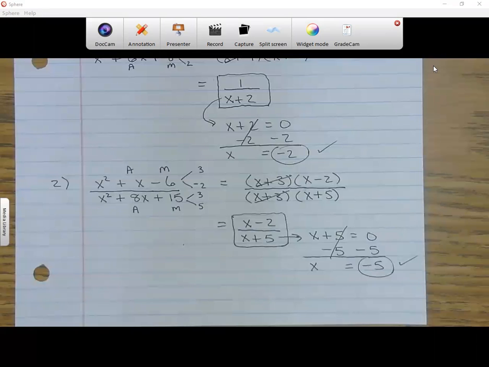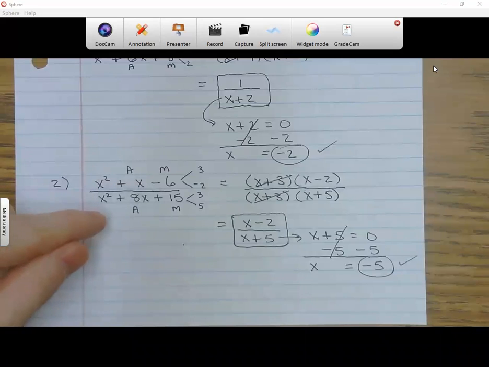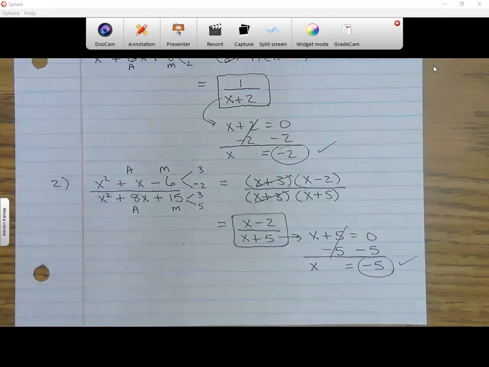Because when you have a rational expression like this, where you have something in the top and something in the bottom, you really can't be dividing by 0 at any point. That's the reason why the denominator has to be set equal to 0, so that you'll find out what x cannot be, okay? So we always set the denominator equal to 0, not the numerator. The numerator can be 0 all it wants.